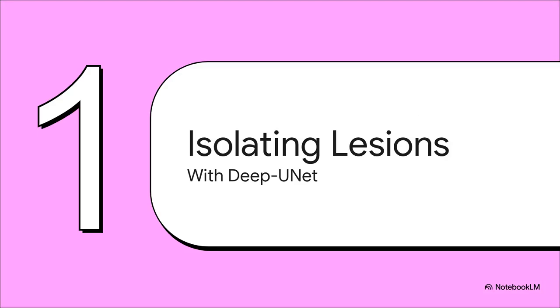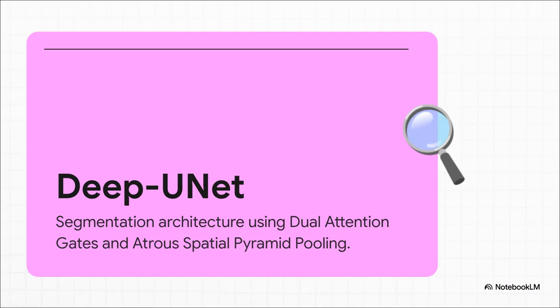All right, section 1, isolating lesions with Deep UNet. Let's start with the first major architectural innovation. Before an AI can even attempt to diagnose a lesion, it has to accurately find it and clean up all that noisy image data we just talked about. Enter Deep UNet. Honestly, in plain English, you can think of Deep UNet as an incredibly smart, automated cropping tool. It uses two really key components.